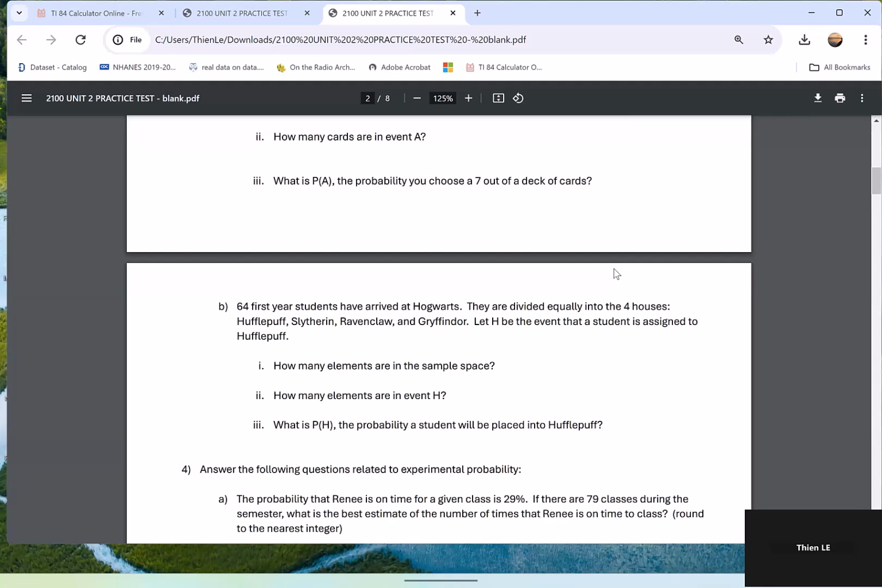At the time, you see that because they are divided equally, right? Equally into four houses, right? So basically, when you assign people, and we have 64 people, each house gets 16, right? 64 divided by 4, you get 16.